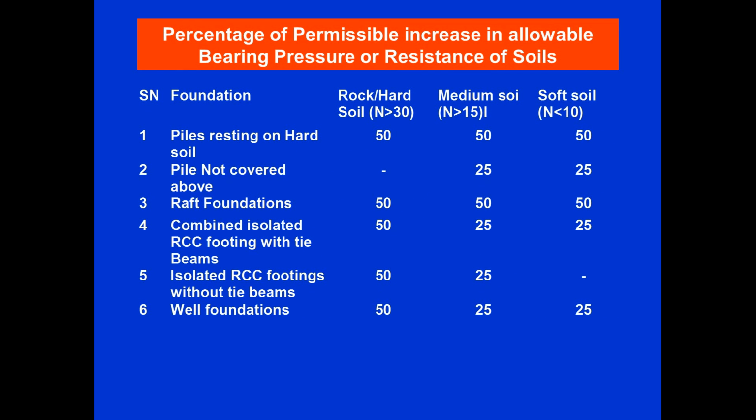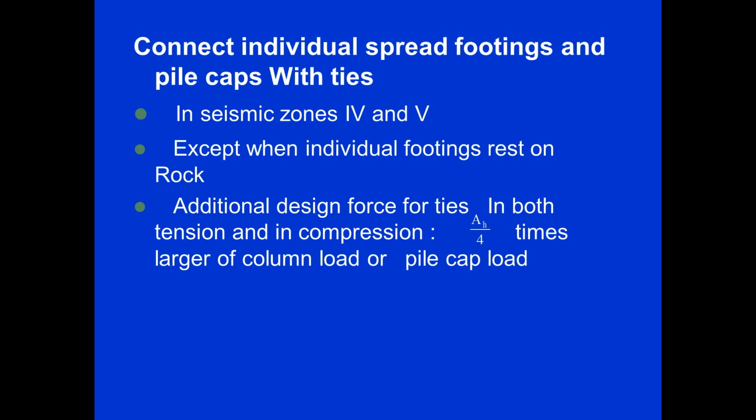So these are the basic table by which the percentage of permissible stresses can be increased to allow the bearing pressures or the resistance of soil. This table is also available in IS 1893. These are all data taken from IS 1893. You can refer to that. Then the concept of individual spread footing and piles. Based on the different seismic zones, these are provided.